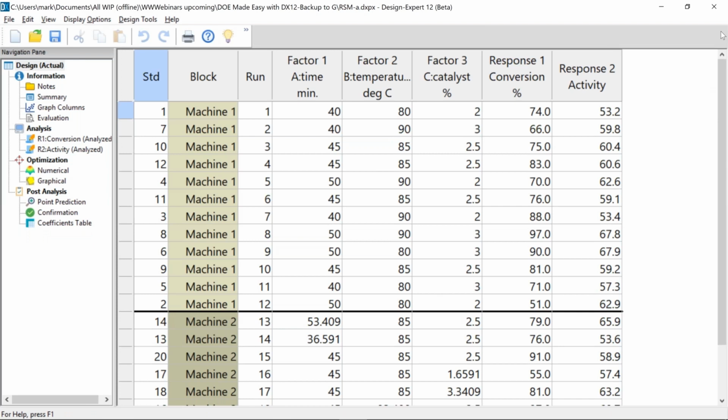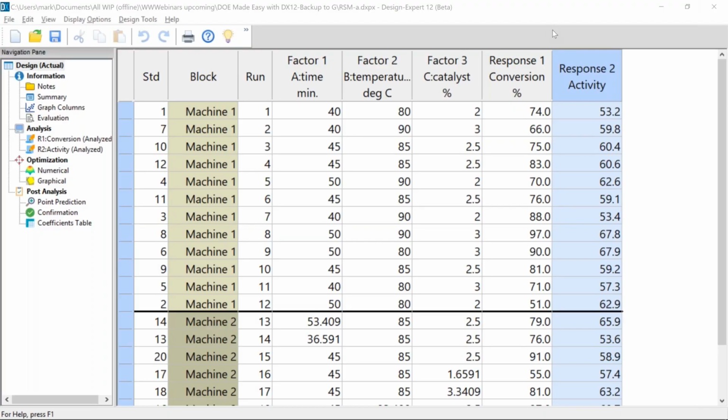Now I need to ask you, if you're seeing this, what you should see on your screen is that we've got 2 groups or blocks of runs. One is in machine 1 and the other is in machine 2. So we have 2 reactors. Then you should see the factors of time, temperature, catalyst, and then the 2 responses of conversion and activity. If you see that, raise your hand. Looks like some people are raising their hand already and seeing it. Good to see Sarab in there and a number of other people. Okay, great. So I'm going to put the hands down again.